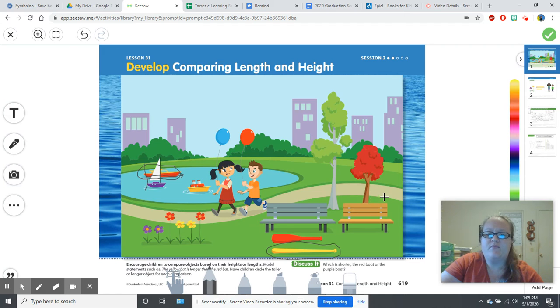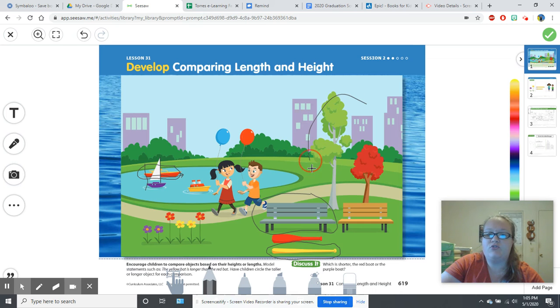Now, what about these two park benches here? They didn't start at the same spot, but can you tell which one is longer? Excellent, the gray one is longer. Now let's look at height. Height means how tall something is.